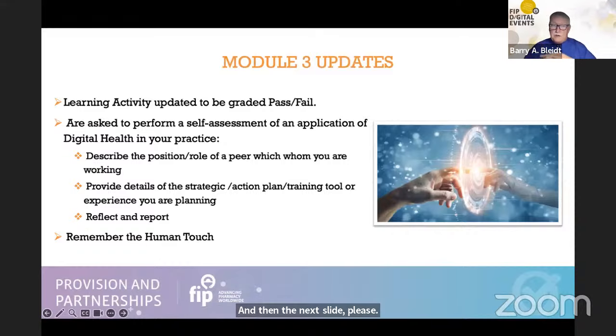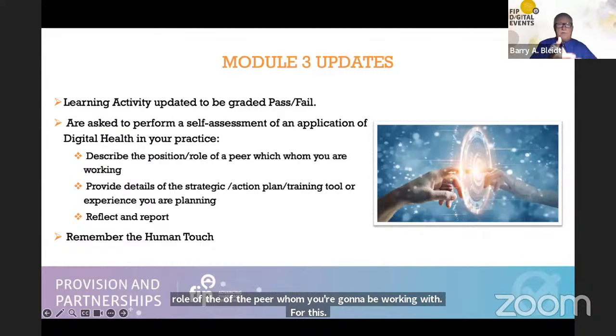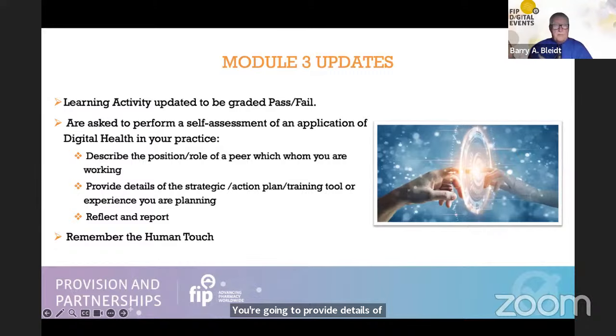We updated our learning activity. So we're asking you to perform a self-assessment of an application in digital health that you've done in your practice, or that practice is in pharmacy practice or in academia. And then to describe the position or role of the peer whom you're going to be working with for this. You're going to provide details of some type of strategic or action plan or training tool or experience that you're planning. And then we're asking you to reflect and report. And we've done all this in a pass-fail. You're not going to be graded, just that did you follow all the steps?